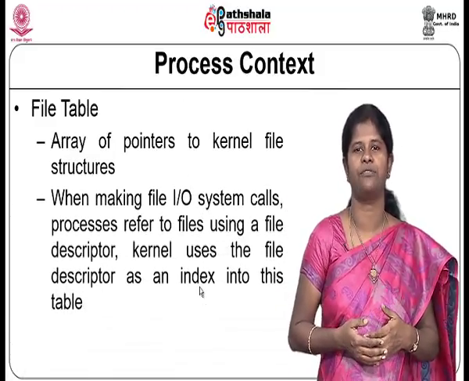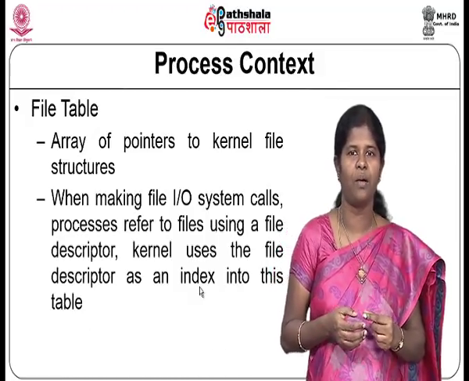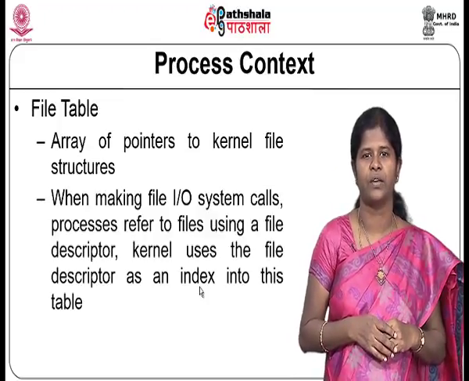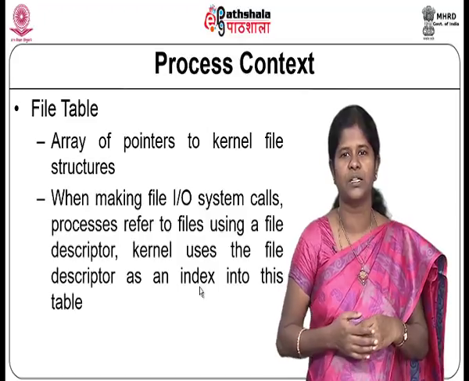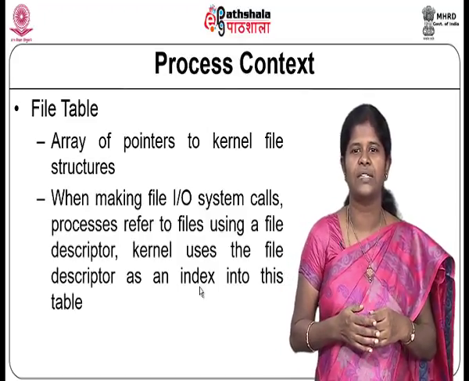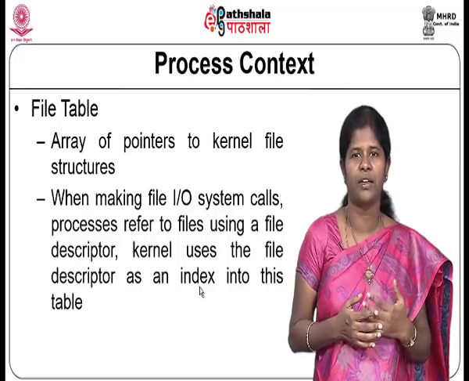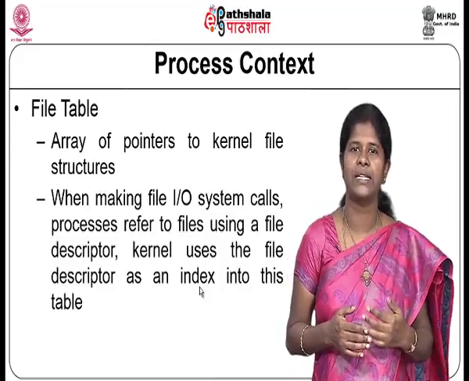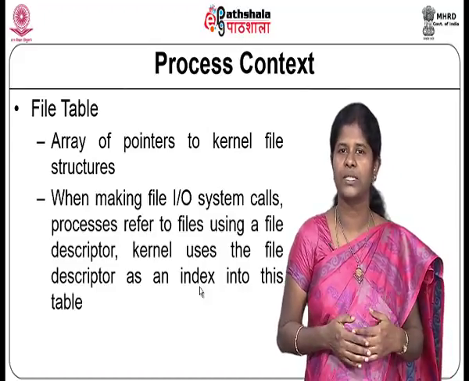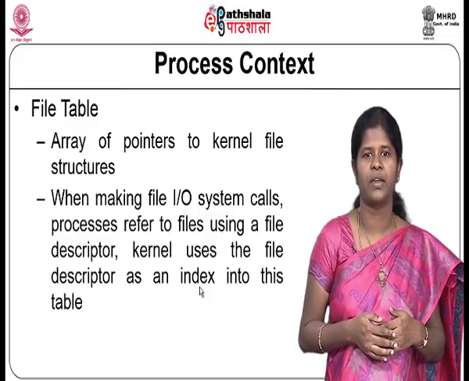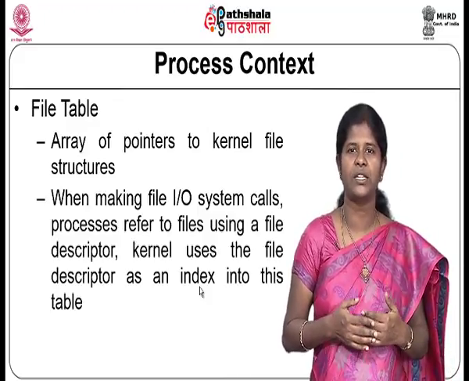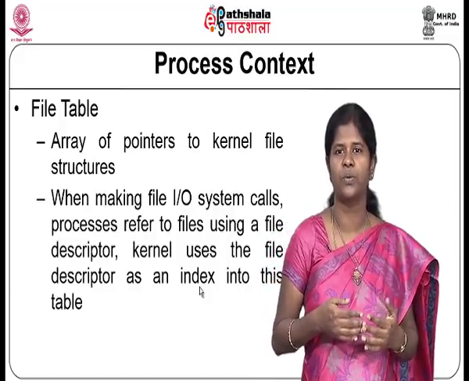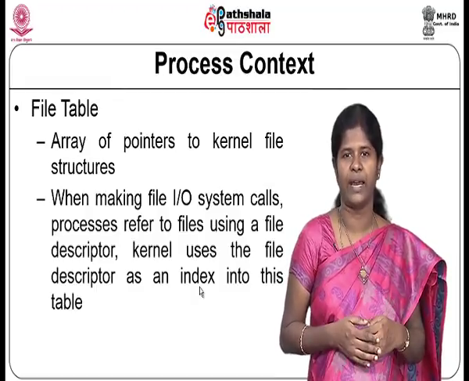And then we have the file table. The file table will have an array of pointers to different kernel file structures. While making file IO system calls, a process will refer to files using a file descriptor. We have seen earlier in a different module that whenever a file is created or opened, a return value is given, which is called a file descriptor. This file descriptor is later used by every other system call used to read, write or close files and so on.